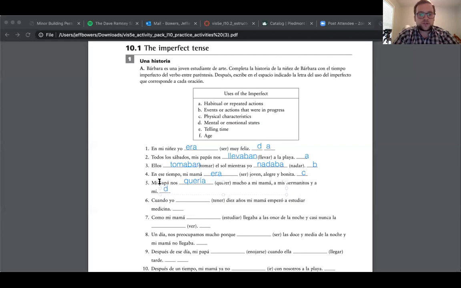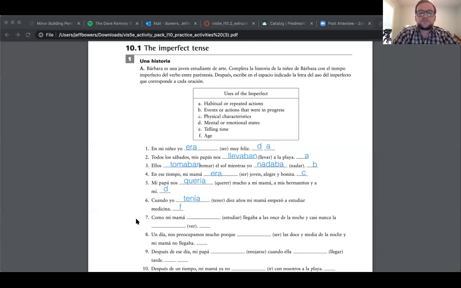Okay, next one, número 6. Cuando yo, when I used to have, or when I had, right? Cuando yo, that would be tenía, and remember we need that accent on our IR, ER endings. Cuando yo tenía 10 años, mi mamá empezó a estudiar medicina. So that would be F, ¿no? Tener años, age, right? Bien.